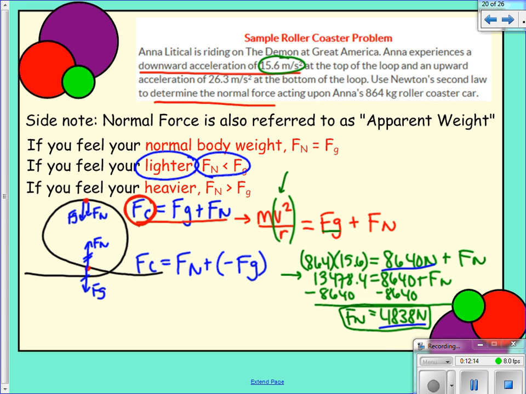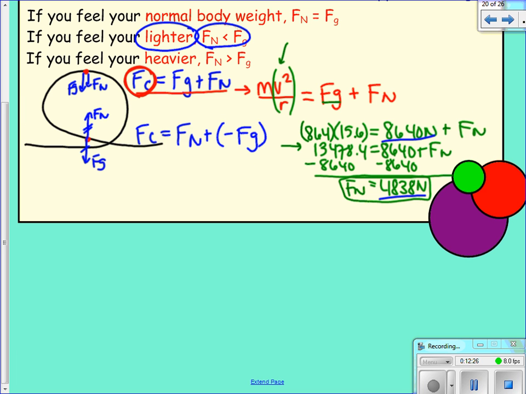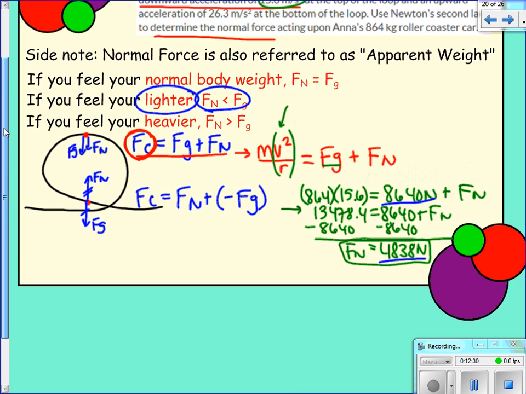So if you've ever ridden on a roller coaster and gone through a loop, kind of recall, how did you feel at the top of a loop? You usually feel lighter. And that's because you're kind of lifting out of your seat a little bit because you're upside down. Now let's take a look at the bottom of the loop. We're told that when she gets to the bottom of the loop, she experiences an acceleration of 26.3 meters per second squared at the bottom of the loop.